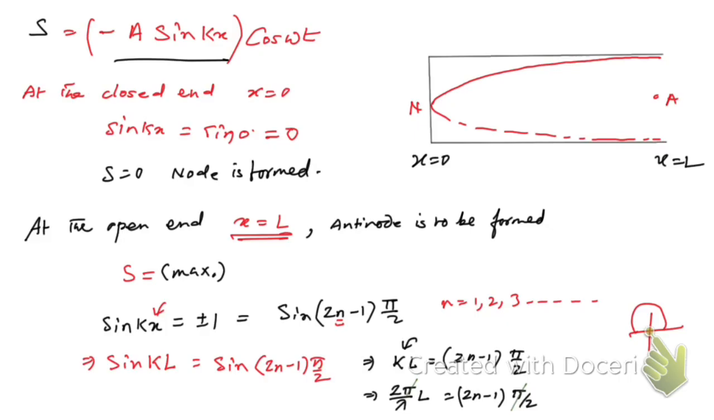So here is the last step, and if you simplify this, you're going to have lambda is equal to, after cross multiplication, 4L by twice n minus 1. That's what we're going to have, right? Hope you have understood this.